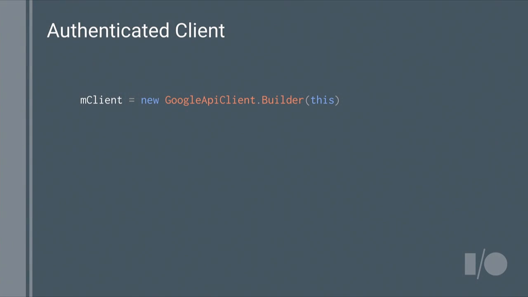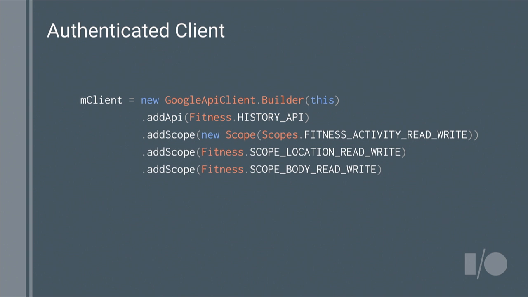Typically, when you want to connect to the Google Fit platform, you create a Google API client, right? And normally you create an authenticated one where you specify the account that you want to read data for. So here's how I build the client. I say that I'm interested in reading fitness history data, so I add the fitness history API. I add scopes for the particular types of data I want to read. So in this case, activity type, location, and body sensor data like heart rate.